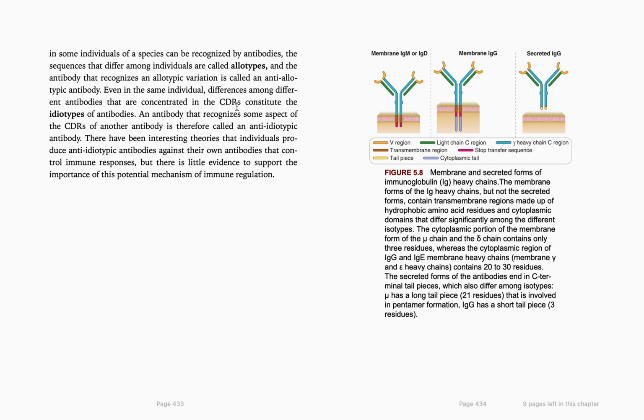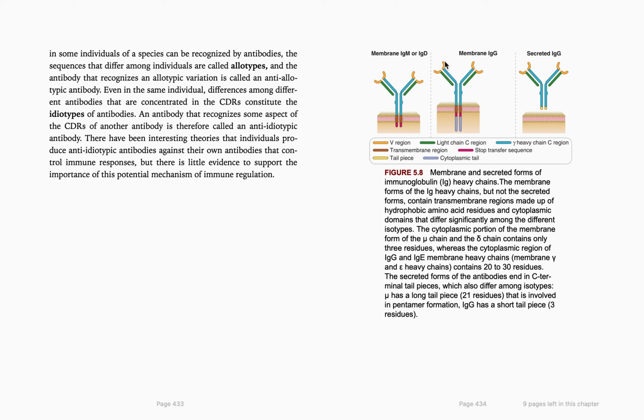Even in the same individual, differences among different antibodies that are concentrated in the CDRs are called idiotypes, whereas constant region differences define isotypes of antibodies. An antibody that recognizes some aspect of the CDR of another antibody is therefore called an anti-idiotypic antibody. There have been interesting theories that individuals produce anti-idiotypic antibodies against their own antibodies that can control immune responses, but there is little evidence to support the importance of this potential mechanism of immune regulation.